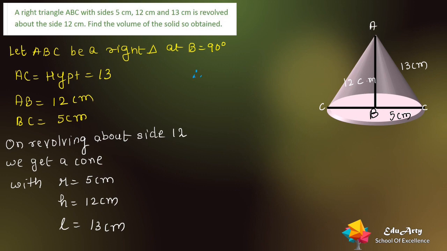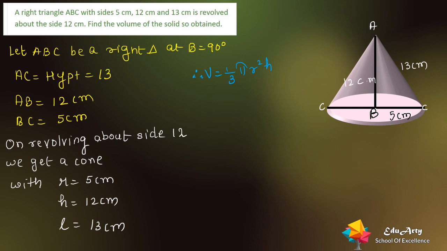Therefore volume of a cone is equal to 1/3 pi r squared h. We haven't defined the value of pi yet. Now we have to decide what we want to take for the pi value. Just as I said, you can take the pi value as 22/7, you can take 3.14, or you can leave the pi value like that. That's fine. If there is no need to calculate, you can leave the pi value.